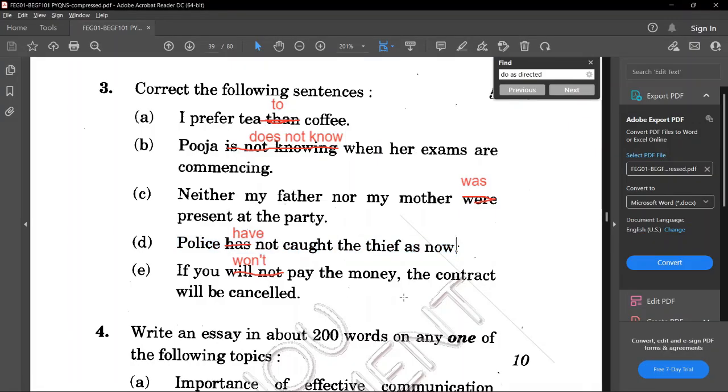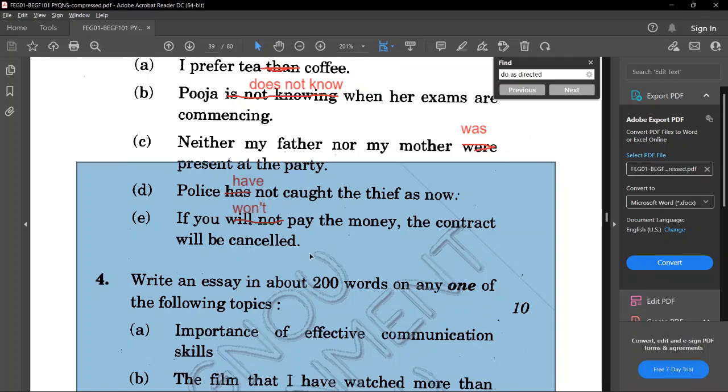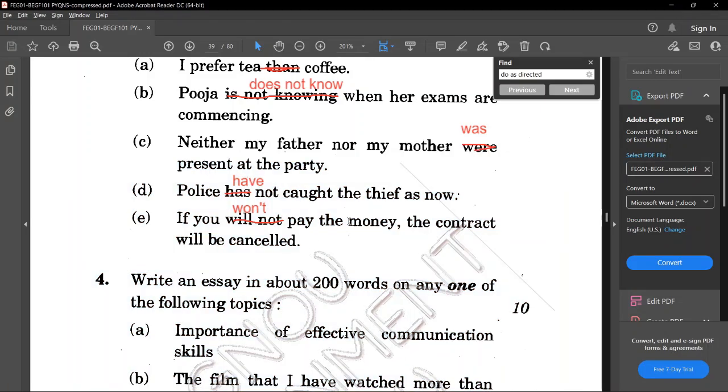Yeah. So, question E. If you will not pay the money, the contract will be cancelled. If you will not pay the money is not right grammar again. It will be if you would not pay the money. So the would not can be shortened to would. Let's go to the next paper.